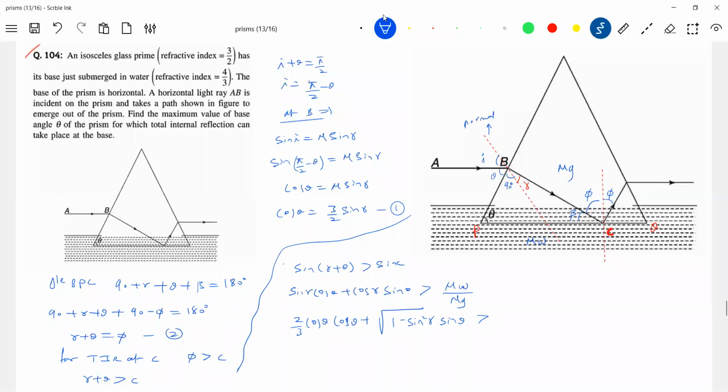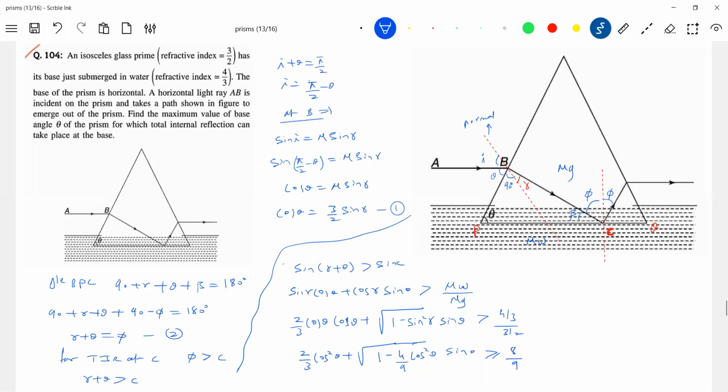What is mu w? Given how much? 4 by 3, no? Mu w is 4 by 3. Mu g is 3 by 2. 2 by 3 cos square theta plus 1 minus sine square r will be 4 by 9 cos square theta, sine theta is equal to 8 by 9. I think it's all about only theta. Solving for theta will get the required answer.